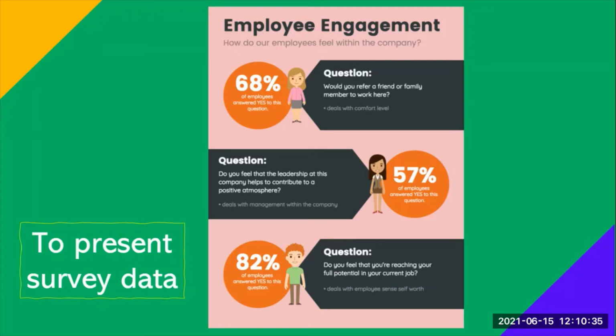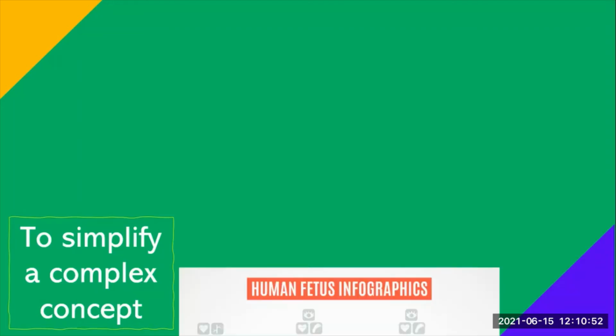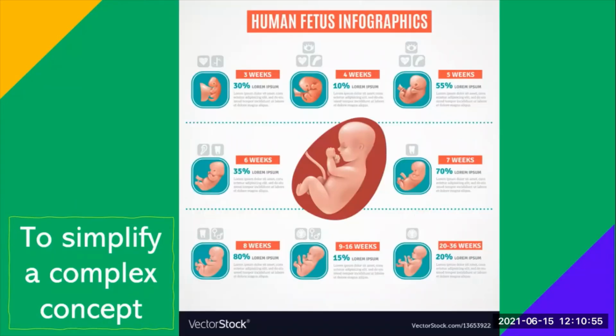Something like that. So to present survey data, and of course, using infographics to simplify a complex concept. So like for example, kung meron kang tinuturo, so for us to simplify the very complex concept, we are to use infographic. So for example, this one, human fetus infographics. Mas madali nating makita yung progress or yung parang tinatawag din nating timeline sa human fetus, no? Kung ano yung maging physical appearance ng 3 weeks, ng 4 weeks, and so on.